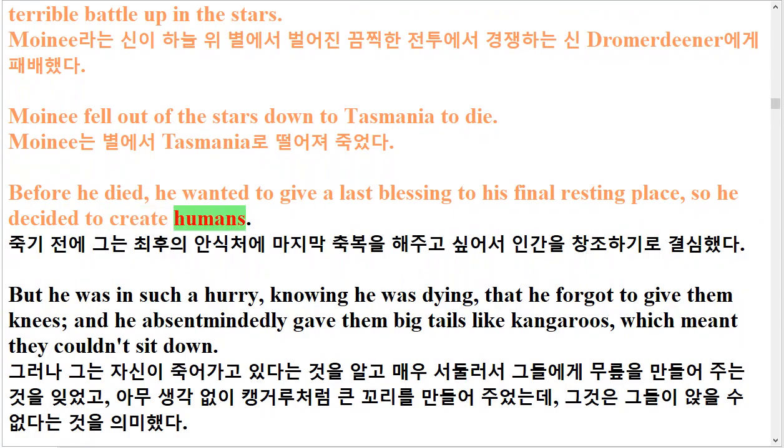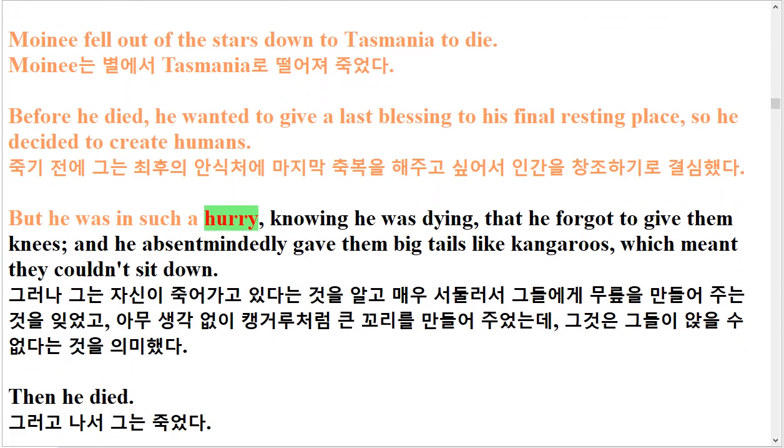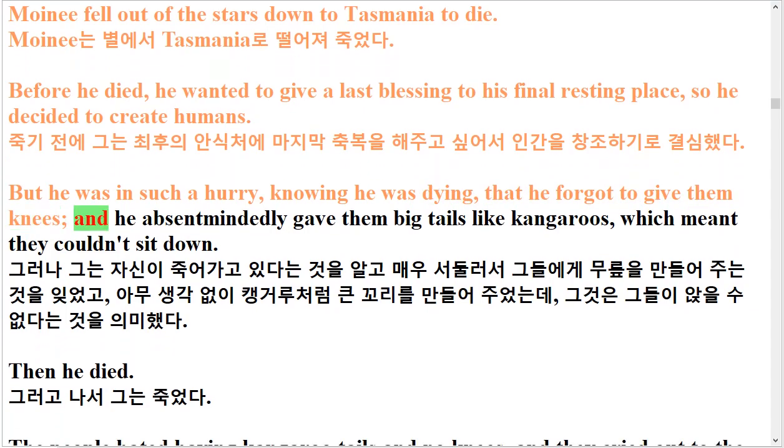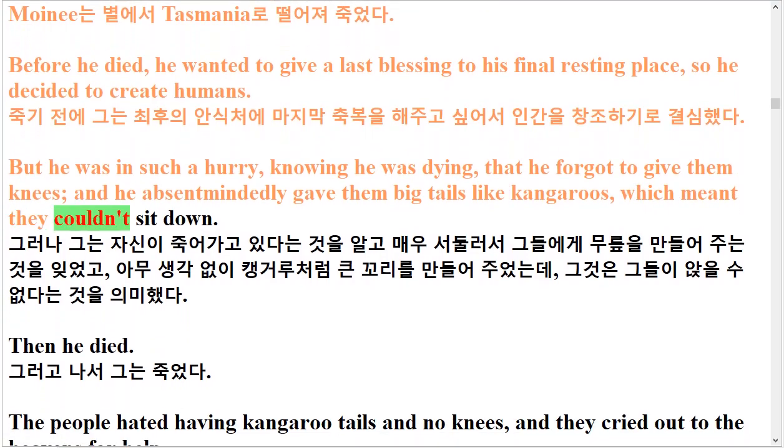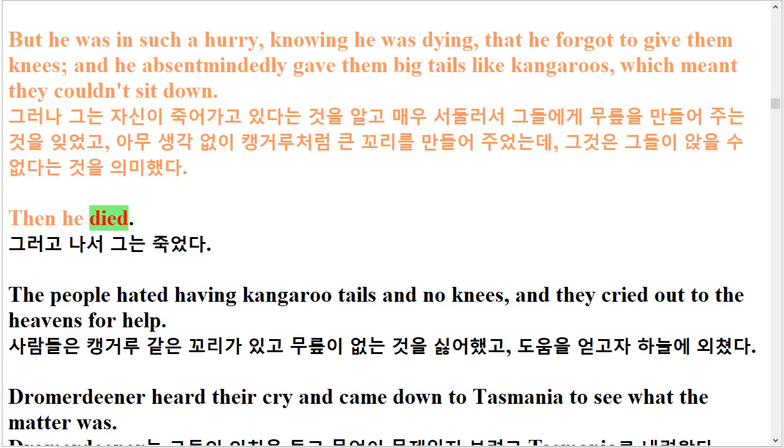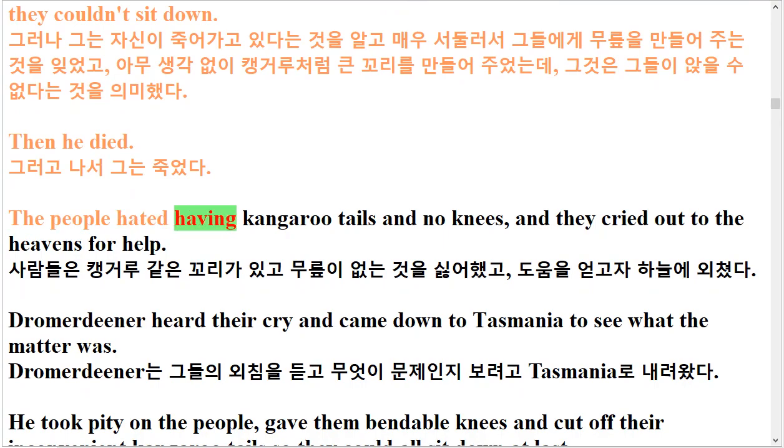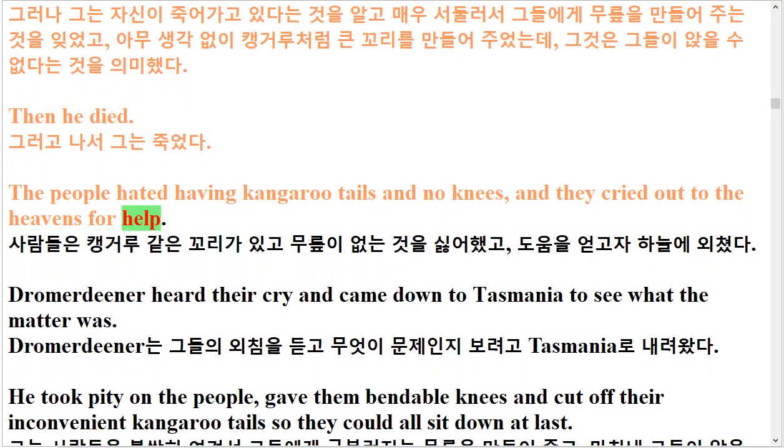to create humans. But he was in such a hurry, knowing he was dying, that he forgot to give them knees, and he absent-mindedly gave them big tails like kangaroos, which meant they couldn't sit down. Then he died. The people hated having kangaroo tails and no knees, and they cried out to the heavens for help.